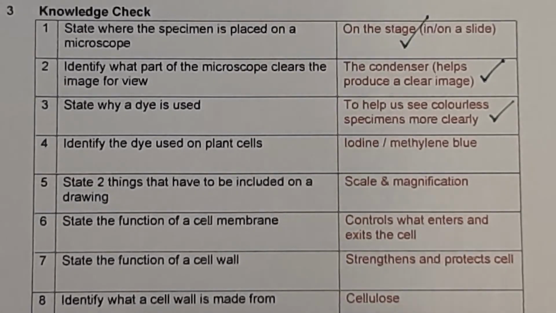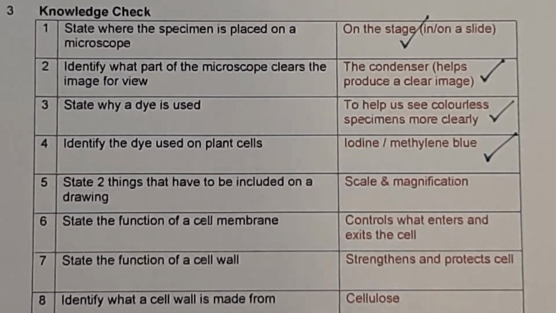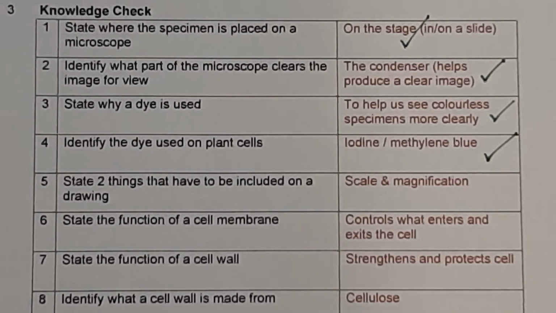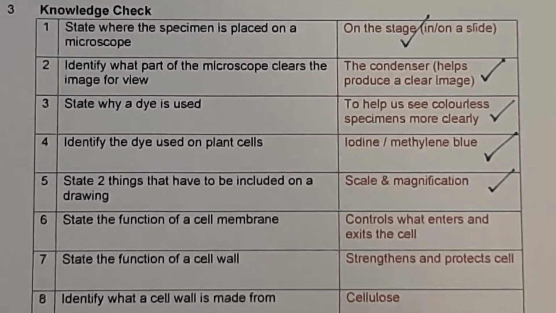Well, we use 2 different ones usually. It could be iodine or methylene blue. Either of those answers will get you the mark. Question 5. State 2 things that have to be included on a drawing. We must include scale and magnification. Please ensure you have both of those, please.